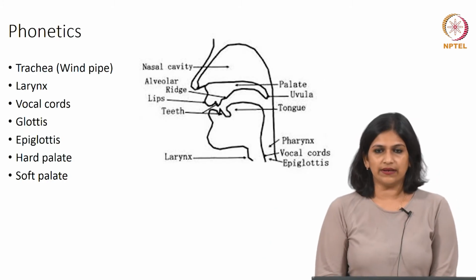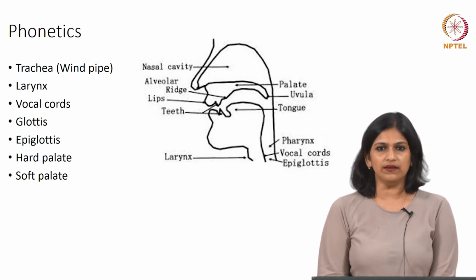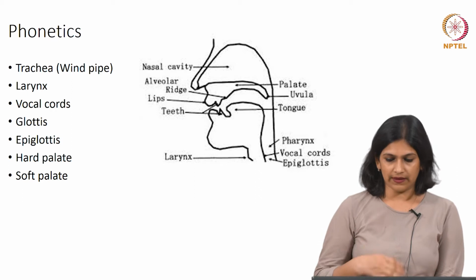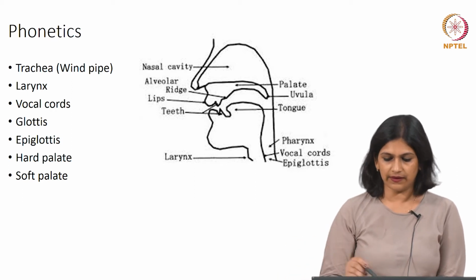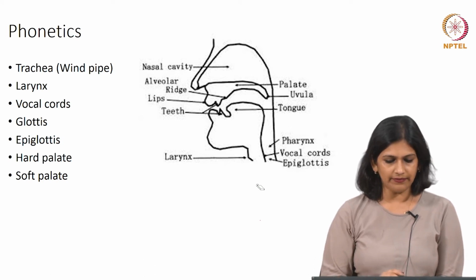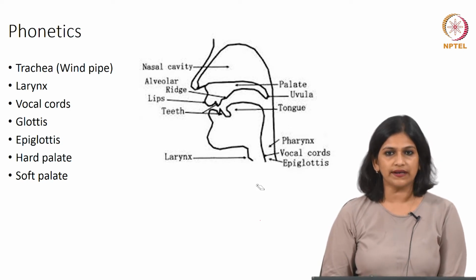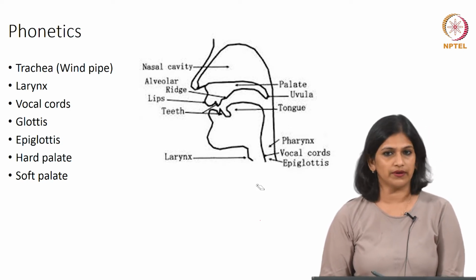Now let us have a very simple picture of our vocal organs or the speech apparatus, if I can say. It has been labeled, you can have a look at it. Here are a few important speech organs that we have. You can add more if you are aware of them.